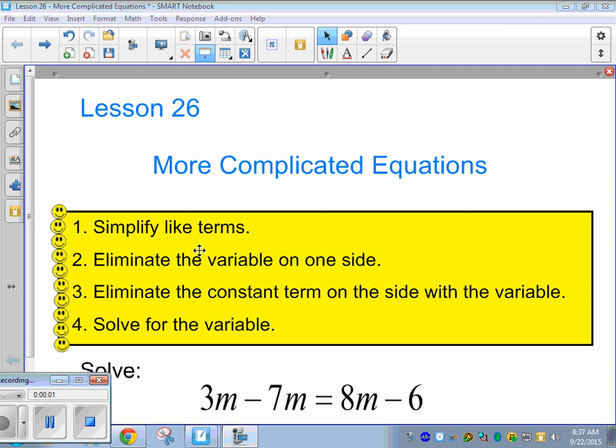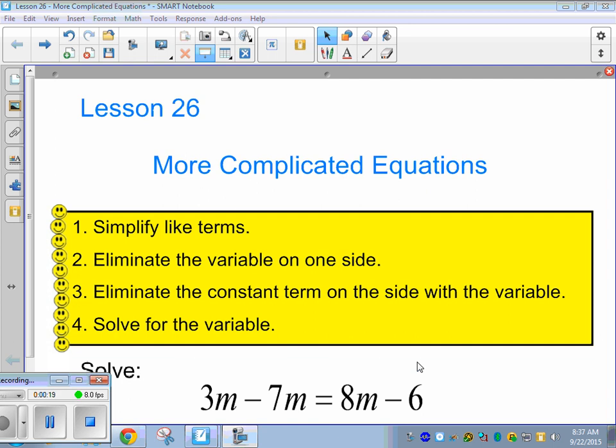More complicated equations, there's a certain order that we must follow to solve them. So I want you guys to just go ahead and copy all of these steps. We have, first we must simplify like terms, which we did a little bit ago. That's what I was hoping you guys would think of when I said to think into the past.